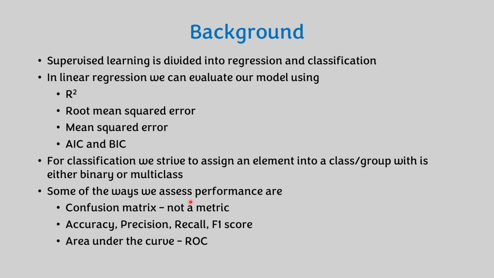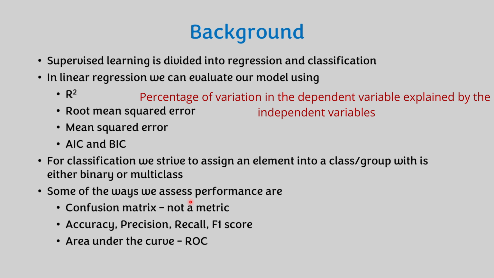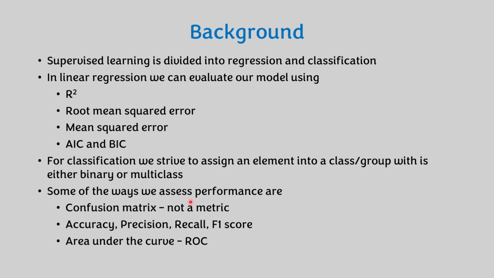And under supervised learning, we saw that there are two types of supervised learning approaches: regression and classification. In regression, we also discussed linear regression, where we built a model and evaluated it using metrics such as the R-squared, which tells us the percentage of variation in the dependent variable being explained by the independent variables. We also saw other metrics such as the root mean squared error, the mean squared error, AIC, and BIC.